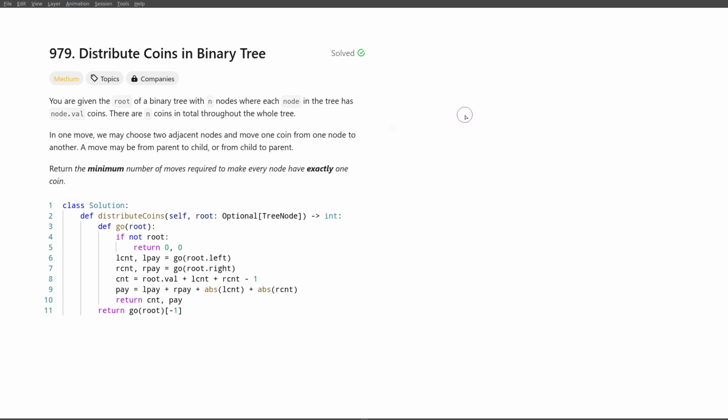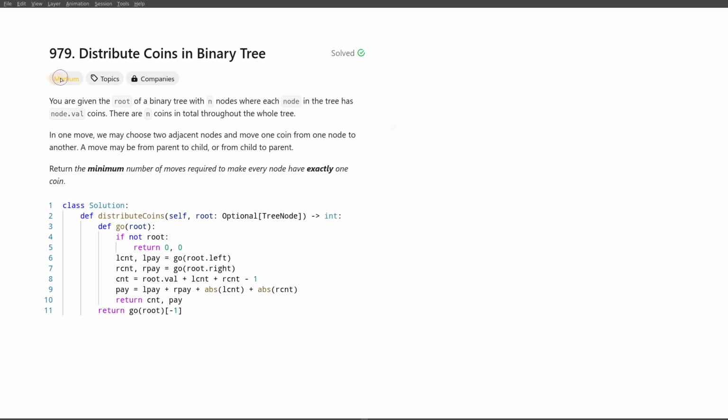We want every vertex to have exactly one coin. And one move is to move a single coin between two adjacent vertices. So essentially one guy gives a coin to their neighbor. And you want to now make the tree have exactly one coin per vertex in as few moves as possible.